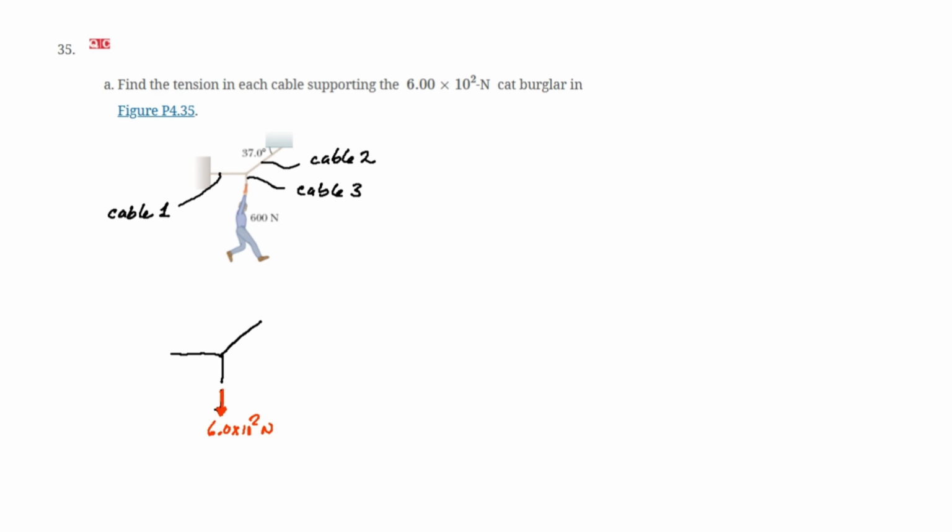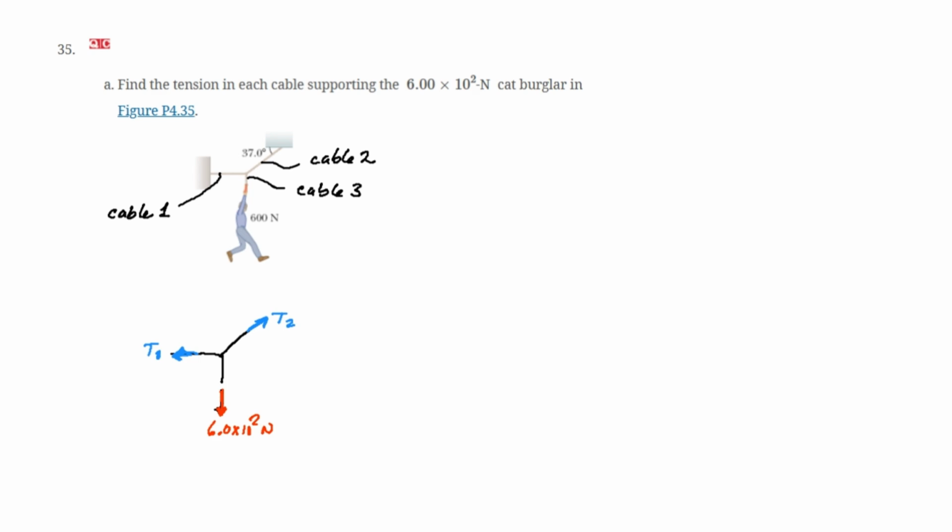So I will have one tension acting in this cable, one tension acting in this other. So we have one tension acting here, and we have one tension acting here. This will be tension 2. This will be tension 1.